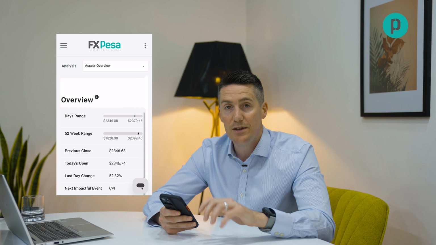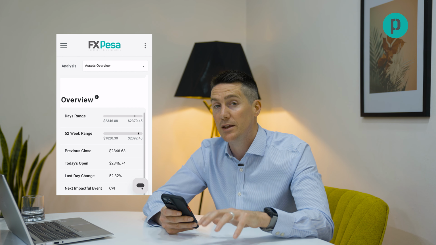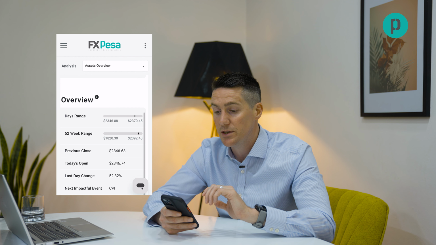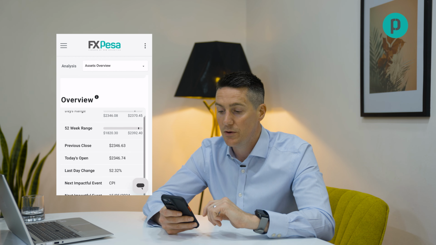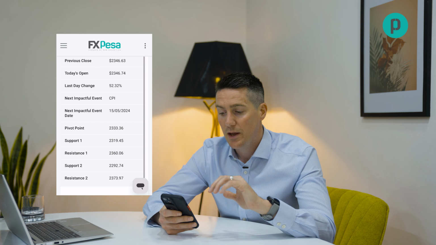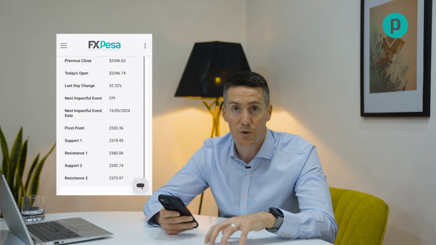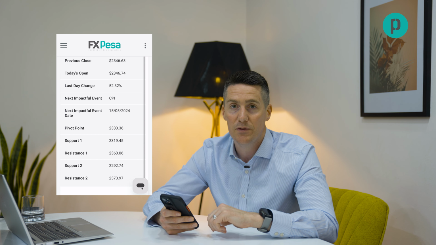Below this, we have the overview section where we are giving you additional information about the general overview for gold, looking at things like daily ranges and yearly ranges, looking at previous opens and closes, what's coming out in terms of the most impactful events in the future, and some additional support and resistance levels, which can be very useful if you're looking to plan a trade for the day ahead.